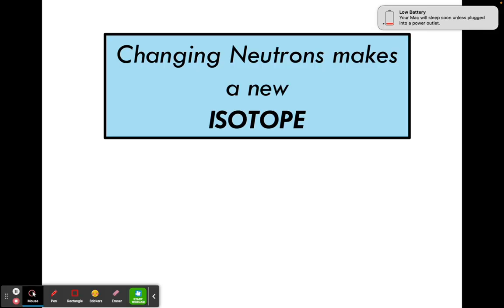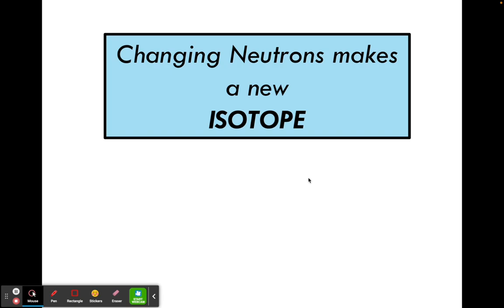Okay, so changing neutrons. We said before that if you change protons, you're going to change the identity of your element. But when you change neutrons, you don't change the element. The identity of the element is the same, but the mass is different, right? Both protons and neutrons have a mass number of 1, so if you're adding protons and neutrons to your atom, you're going to make that atom bigger or smaller depending on if you're adding neutrons or subtracting them.